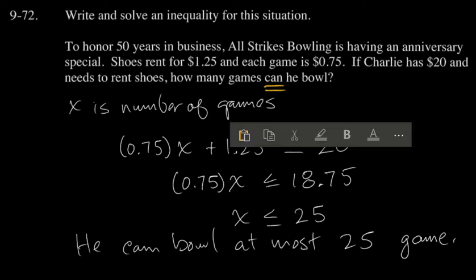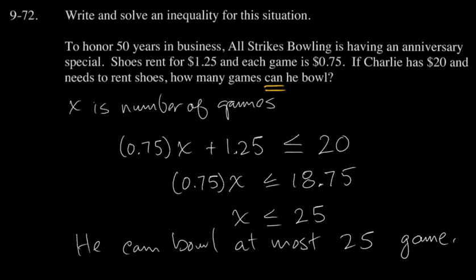And I don't want to say that he can bowl less than 25 because that's not correct. He can bowl 25 games or less than 25 games. That sounds good. Or he can bowl at most 25 games. So what I'm doing here is I'm playing with the English language, and I'm thinking of all the different ways that I can express the fact that the number of games he plays is constrained by 25. He can play no more than 25. He can play 25 or less than 25. At most he can play is 25.